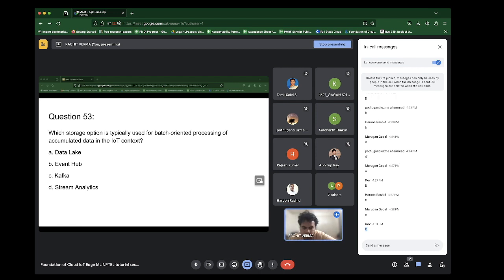Kafka's major purpose is stream analytics. Even if batch is possible, it has not been discussed in the lecture, so I won't be considering that.